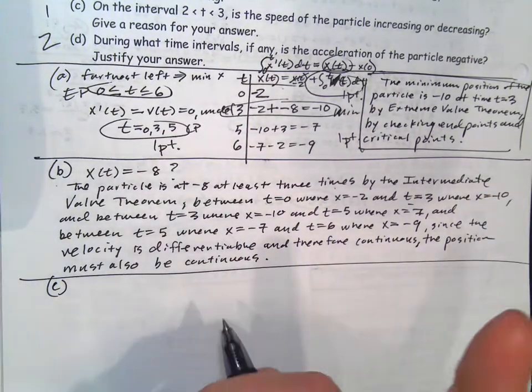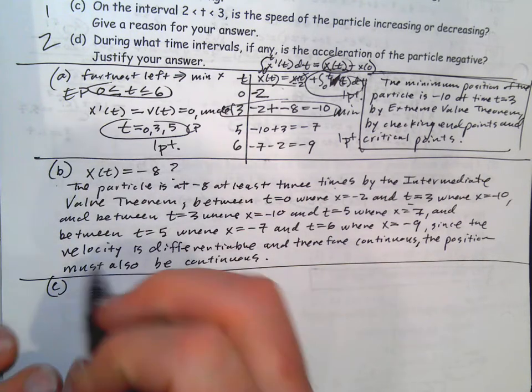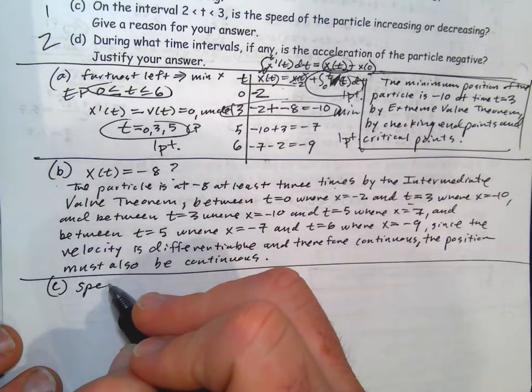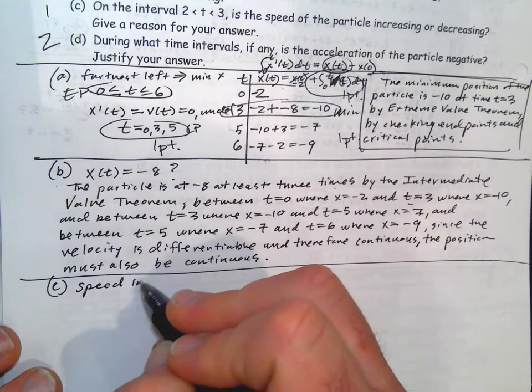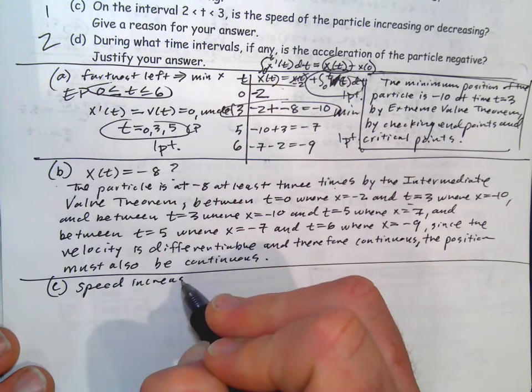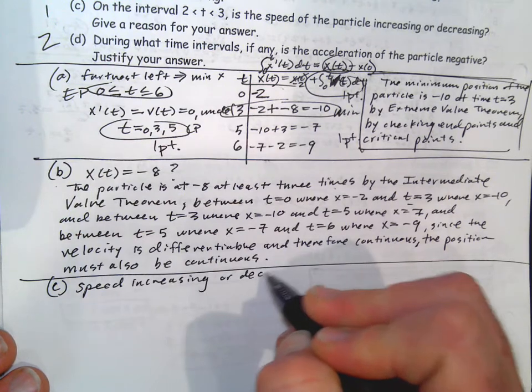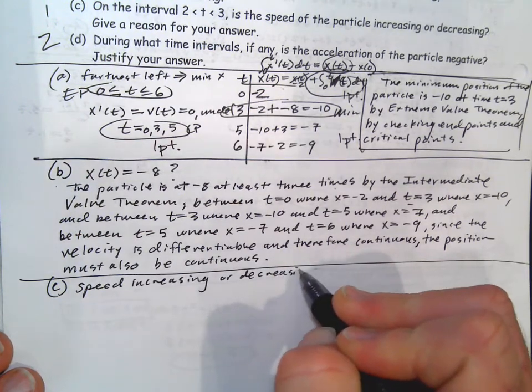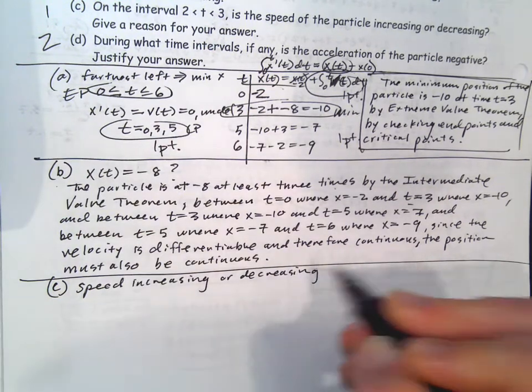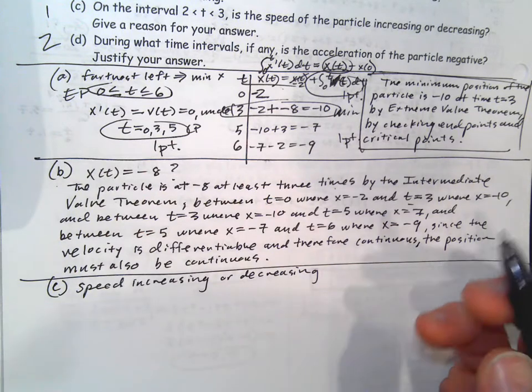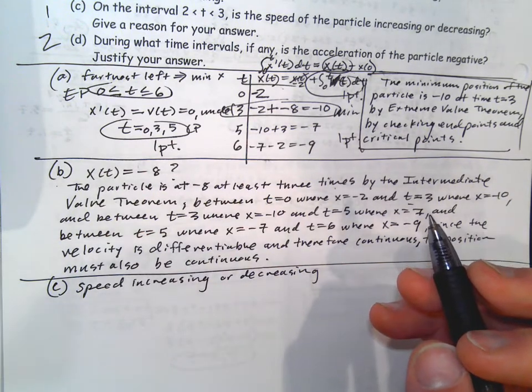Okay, C says on the interval 2 to 3 is the speed of the particle increasing or decreasing. Now, this is the way they say it. Speed increasing or decreasing. This means speeding up or slowing down. Increasing is speeding up, decreasing is slowing down. So we've got to give a reason for our answer.